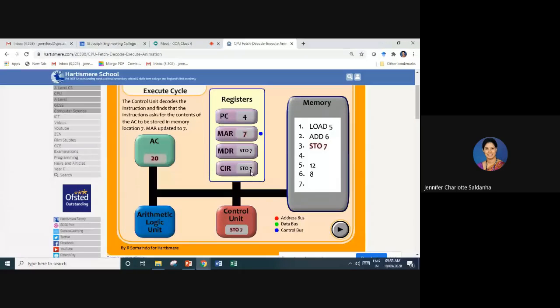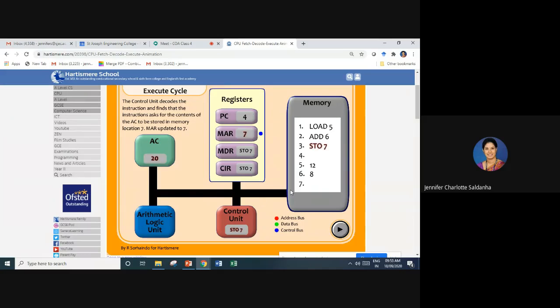What will happen here is the address which is present in this instruction, 7, is transferred to MER. Now to store something in memory location 7, memory has to receive the address 7 from MER, and then the data which has to be placed in this location, that is from the accumulator. So memory cannot receive the data directly from the accumulator. The data which has to be transferred to the memory has to be first brought into MDR.